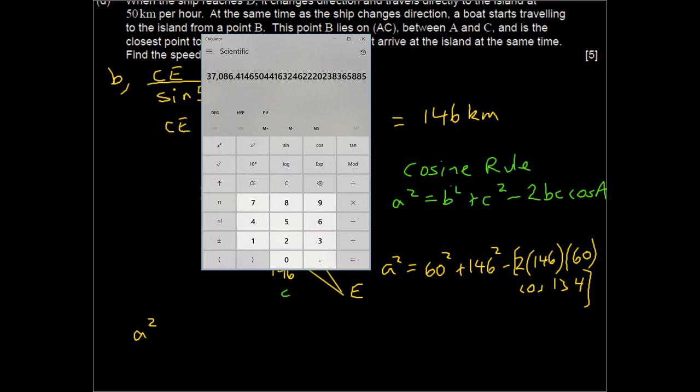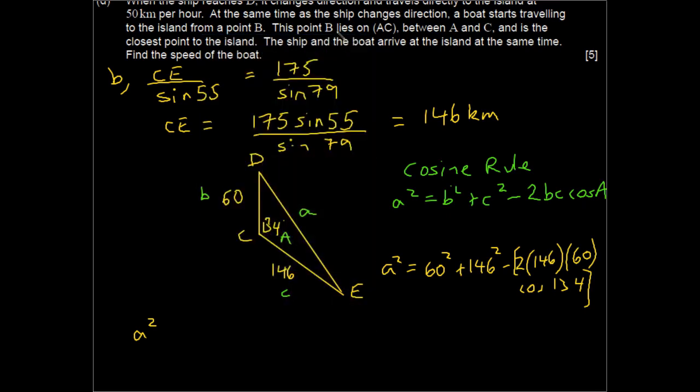Alright, so that gives me 337,000, and then I need to square root that. So it's going to give me 193. Probably your calculator works slightly differently to the Windows one here, so I'd suggest you just work that out in a way that you're happy with. So A is going to equal 193.